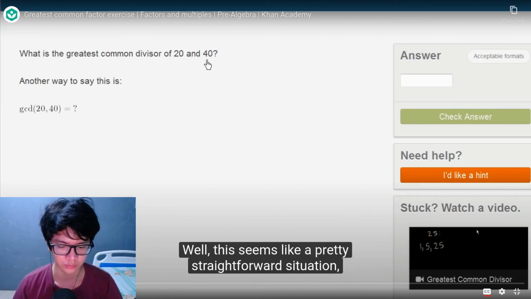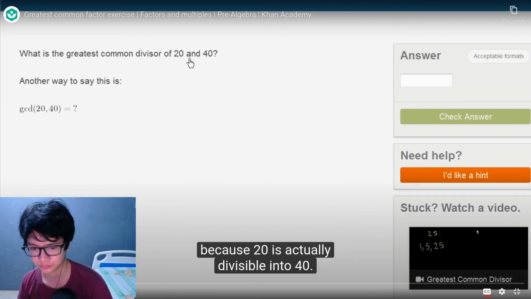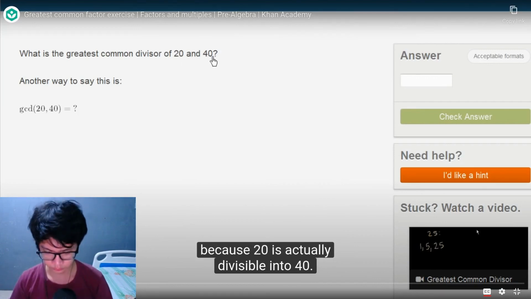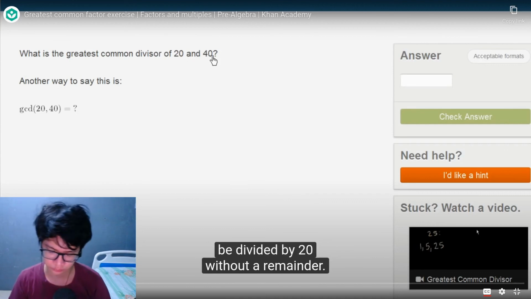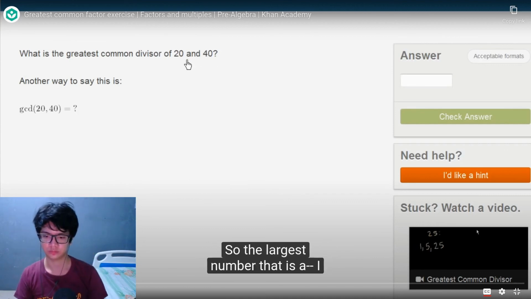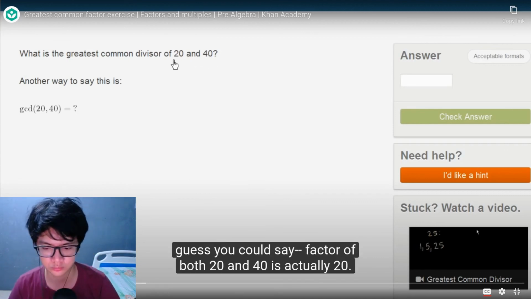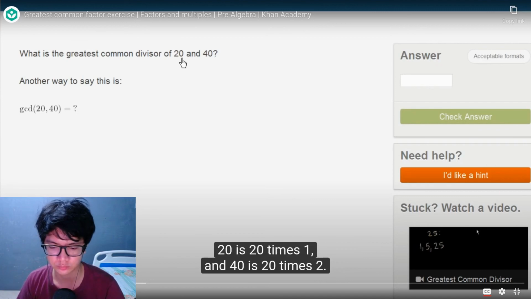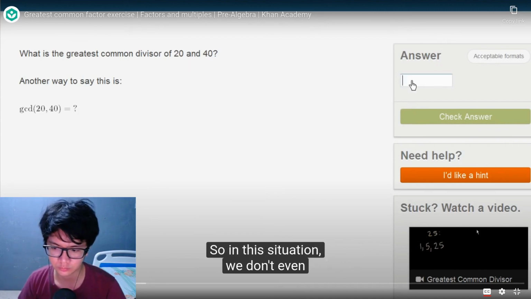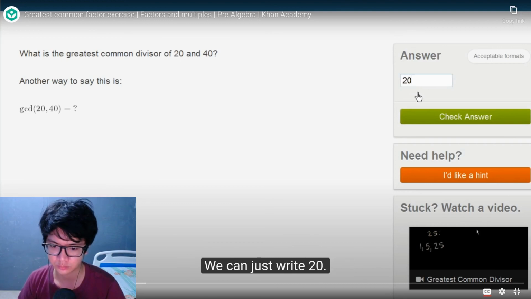Well, this seems like a pretty straightforward situation because 20 is actually divisible into 40. Or another way to say it is 40 can be divided by 20 without a remainder. So the largest number that is a factor of both 20 and 40 is actually 20. 20 is 20 times 1, and 40 is 20 times 2. So in this situation, we don't even have to break out our paper. We can just write 20.